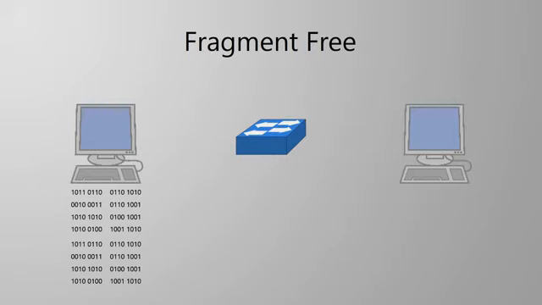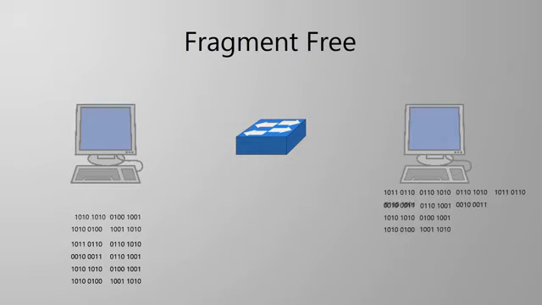The third method is a compromise between these two. It's called fragment free. The switch stores the first 64 bits of the frame as they're received because this is the part that's most likely to have errors. If there aren't any errors here, then all the bits are sent out immediately as soon as they're received.